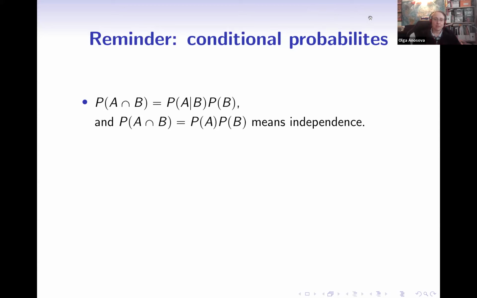But first, a quick reminder that we covered conditional probabilities up to now, and conditional probabilities are particularly useful if you are dealing with non-independent events, because then we can find the probability of the intersection, or of something that happens simultaneously for both events.